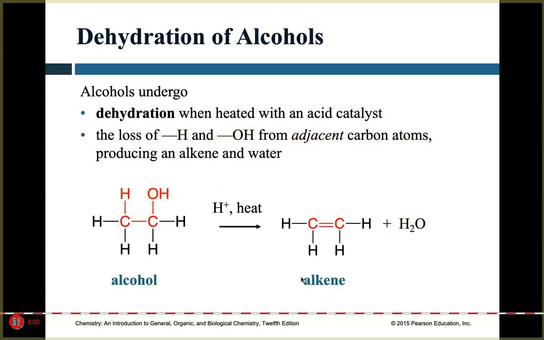Long story short, you have an alcohol, you treat it with acid and heat. If there's an H and an OH that are adjacent to each other, they can be removed as water, and then you form an alkene.